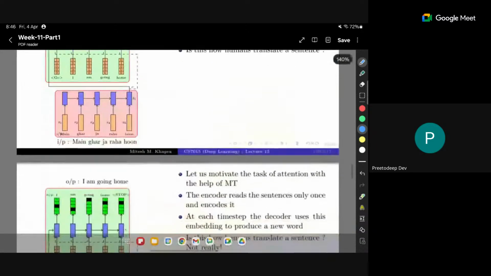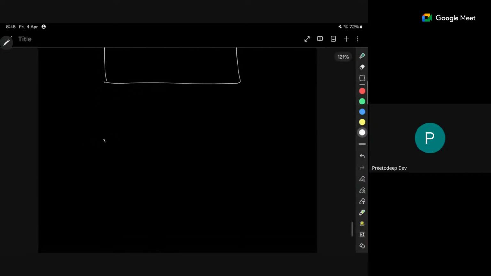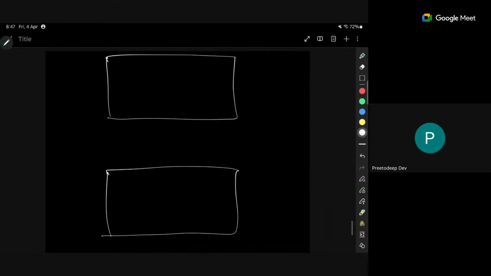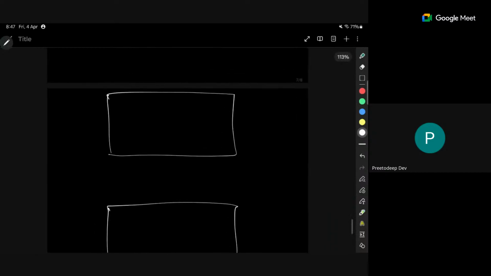Now how I will do it is something very fancy. I have one encoder and another is a decoder. I'm getting the input "मैं घर जा रहा हूँ". So five words I'm getting here, and four words I have to give as output.